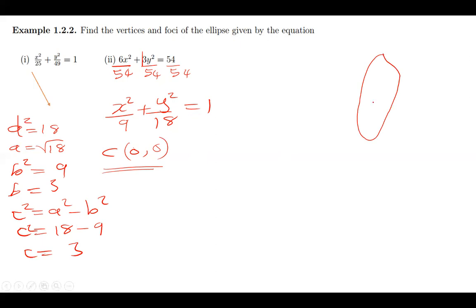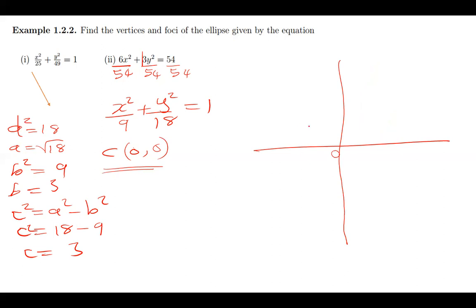Okay, let me just do the sketch first. So for this one, again, it's similar to the one that we just did. So we know that our a is the root of 18. And the root of 18 is just 4 point something. So you can approximate this to be, we'll say 1, 2, 3, 4. So 4 point something can be somewhere there.